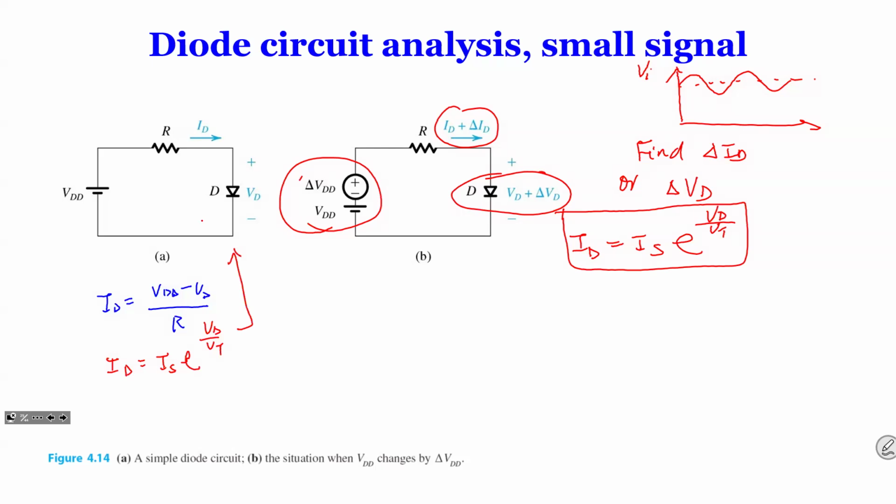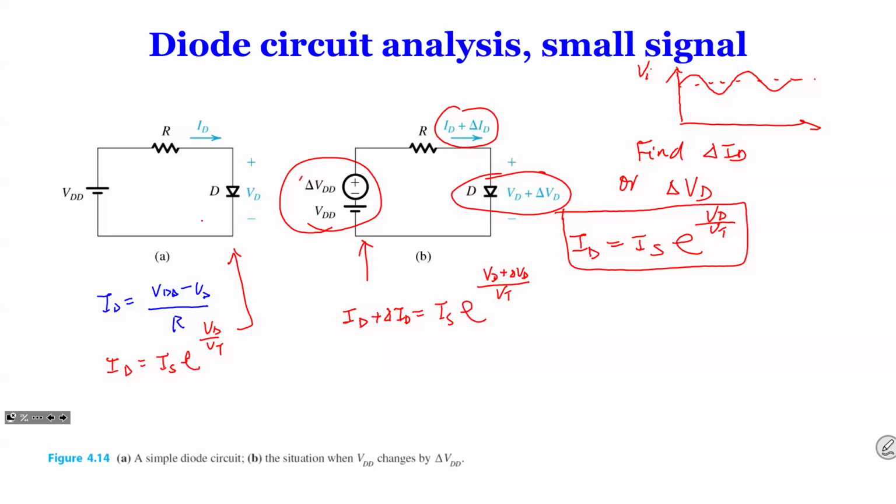But for the circuit next to it, we can say it's going to be ID plus delta ID equal to IS times e to the power VD plus delta VD over VT. So this equation is for this one, right? We simply replace the voltage with a little bit of difference, and we plug in the same equation, and the current will be different. The difference we call delta ID. So now we're going to extend this equation.